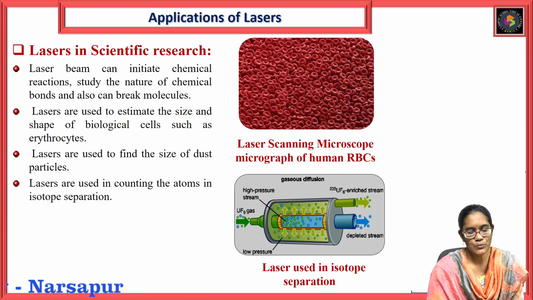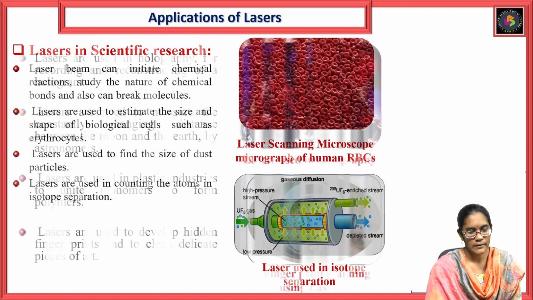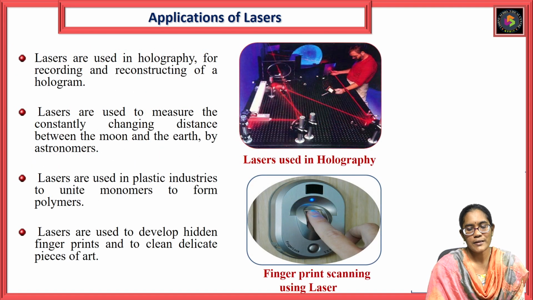And lasers are also used for counting the atoms in isotope separation. This image shows lasers used in isotope separation. And lasers are also used in holography, to record 3D images. Lasers are also used in high security systems, and to scan fingerprint systems. Okay, so lasers are used to develop hidden fingerprints and to clean delicate pieces of art. In this way, lasers are used in many different fields.